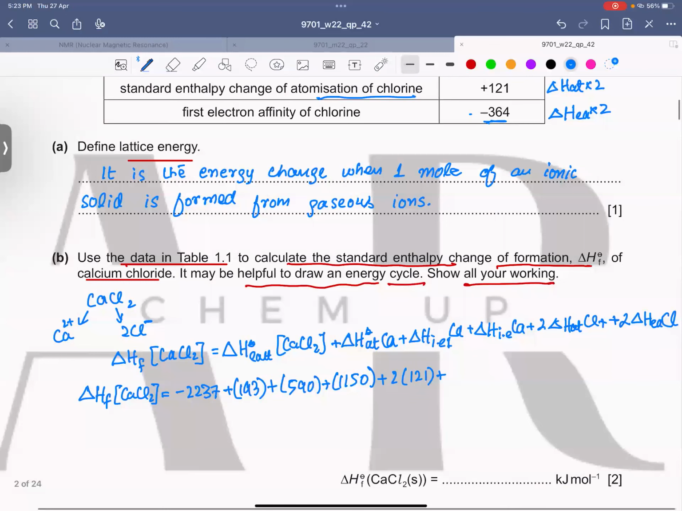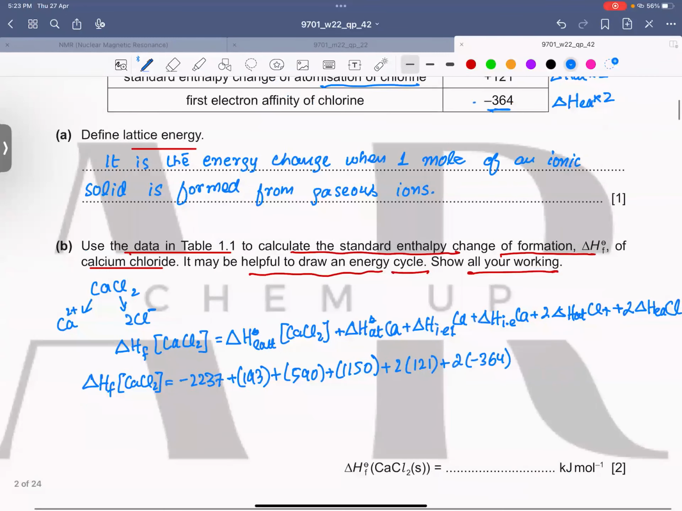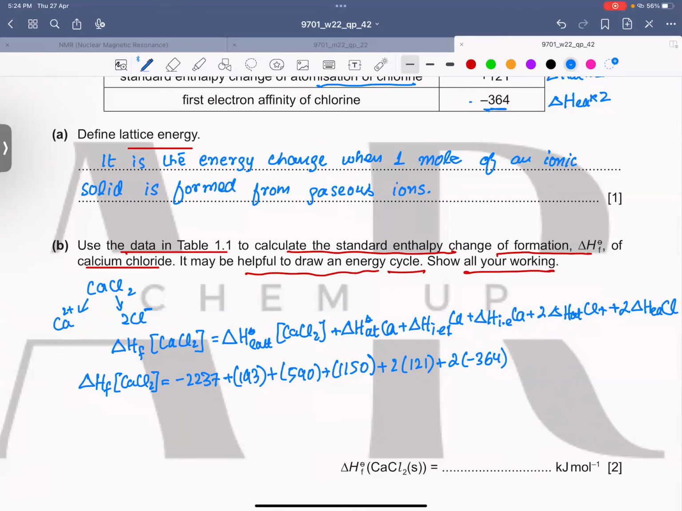So we put in all the values. Now we just have to put it in the calculator and get the answer. Can anybody tell me the answer? Sir, minus 790, sir. Minus 790 kilojoule per mole. Okay, so I would write over here minus 790. Is this understandable to everyone?